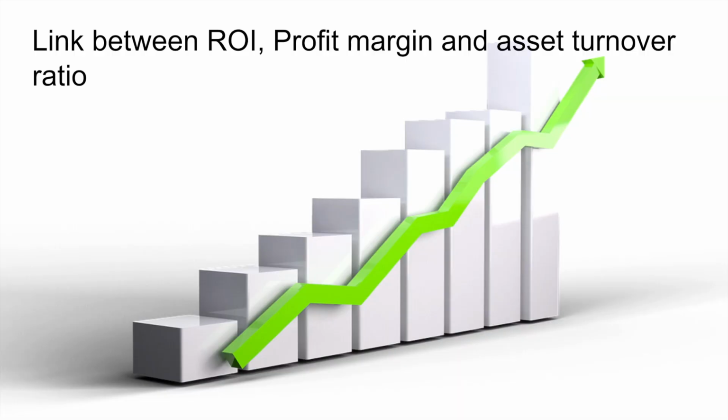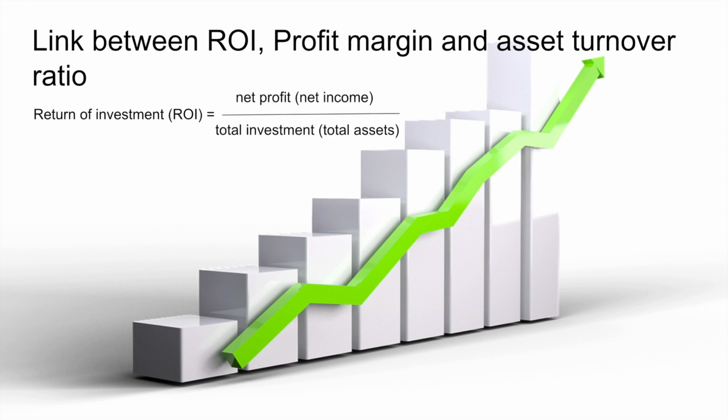Today we're going to look at the link between profit margin, asset turnover ratio, and return on investment. To do this, we need the equations for each of these key figures. We'll start out with return on investment. Here we know the equation is net profit divided by total investment multiplied by 100.